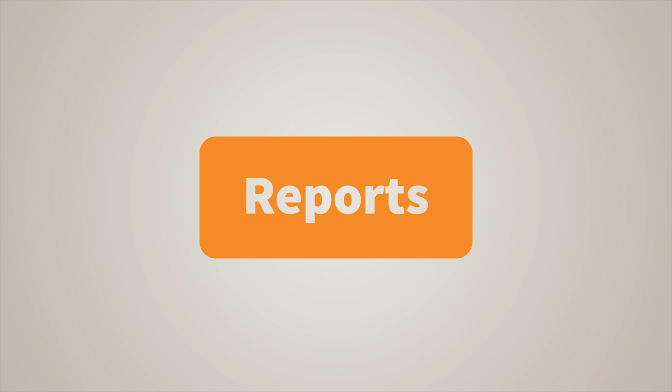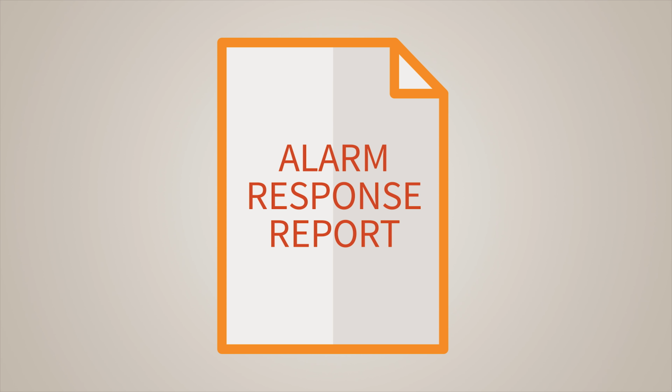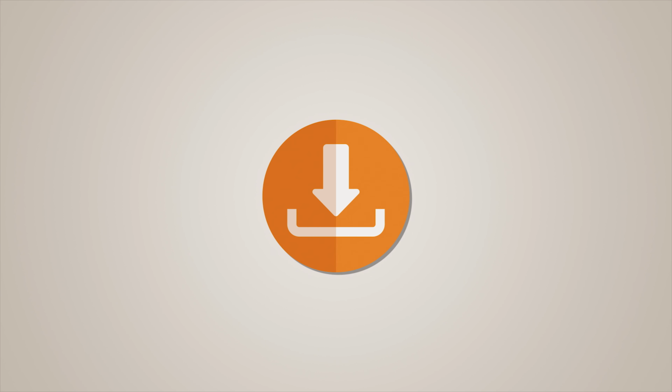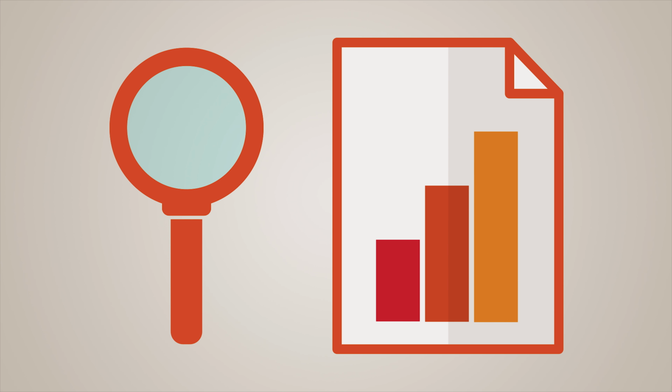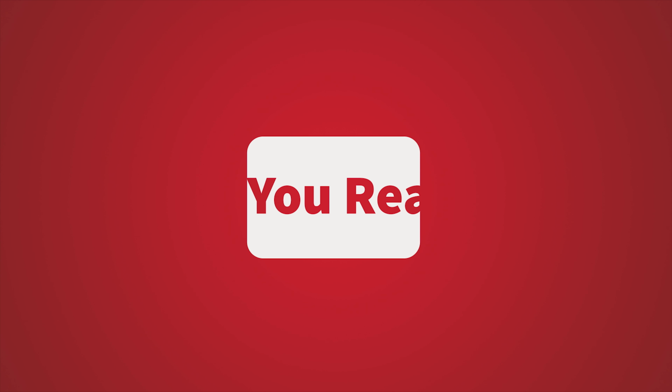There are two new reports to meet the new changes made in UL 1981 and 827 standards, the Alarm Response Report and the Mu Factor Report. The Alarm Response Report can be run on demand when your UL inspector arrives. The Mu Factor Report can be downloaded from your dashboard at any time in preparation for your inspection, and you can display the latest data to your inspector when they arrive. Manitou Neo is compliant with the UL changes.